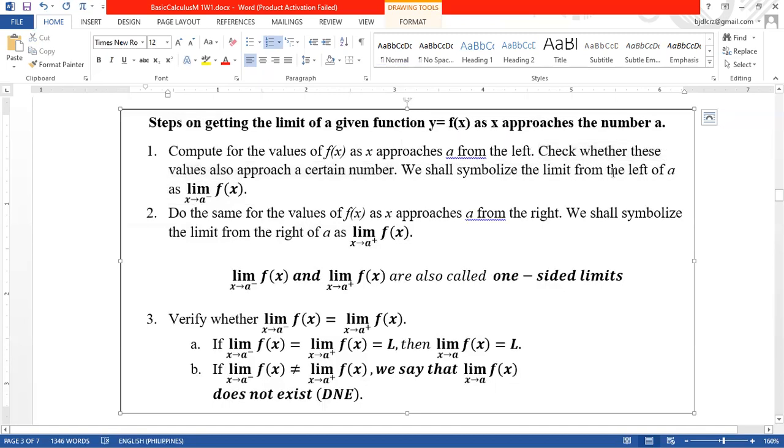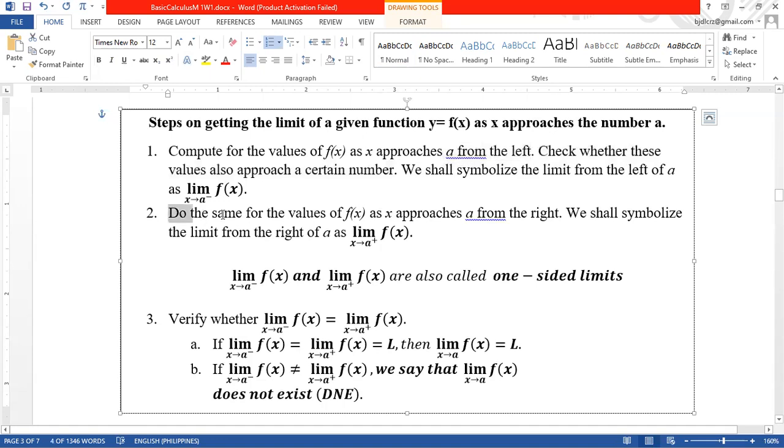We shall symbolize the limit from the left of a as the limit of f of x as x approaches to a raised to the power of negative. So kanang a raised to the power of negative, pagbasa na is approaches a from the left. Basta negative gani ang naka-exponent niya diha, a from the left gina siya.